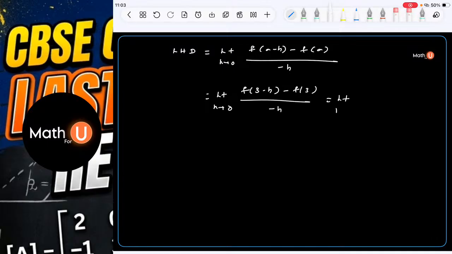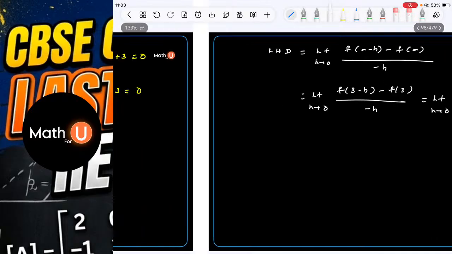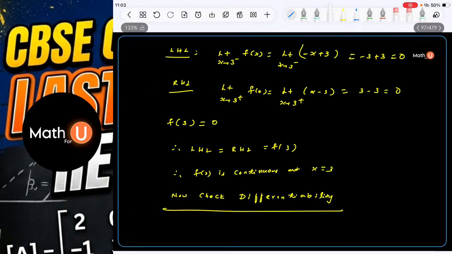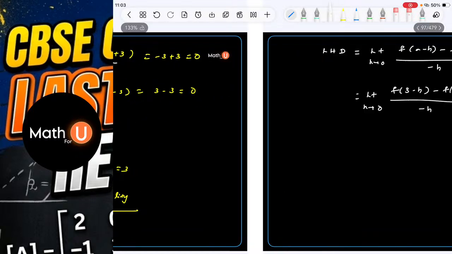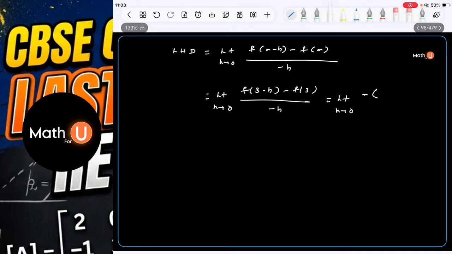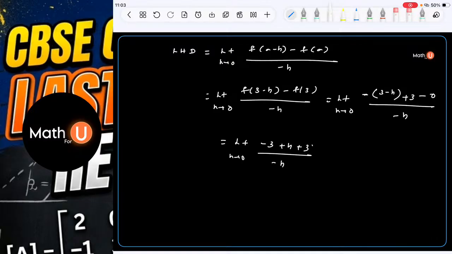That is equal to limit h tends to 0. What is the function for the left hand derivative? The same function we took for LHL. The function is minus x plus 3, right? Minus of, wherever the x is there, replace with 3 minus h, then plus 3, f of 3 value 0, by minus h. Simplify: minus 3 plus h plus 3 by minus h. 3 minus 3 get cancelled, limit h tends to 0, h by minus h, h also cancels, we get minus 1. If you apply limit h tends to 0, minus 1 is nothing but minus 1.